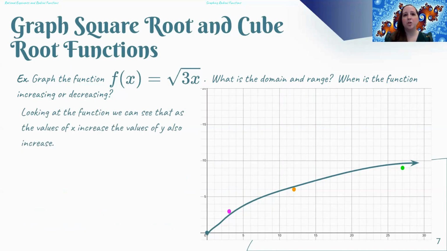So looking at the function, when I'm talking about increasing or decreasing, I'm looking at the direction the function is traveling. So if I started at 0, 0, and I'm going to continue to go upwards and upwards, that means that this function is increasing.